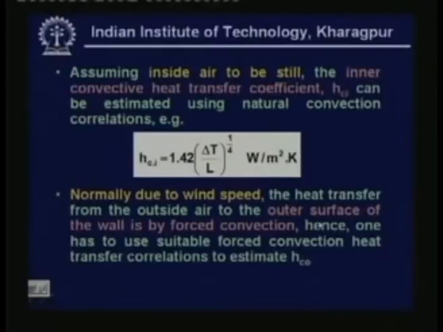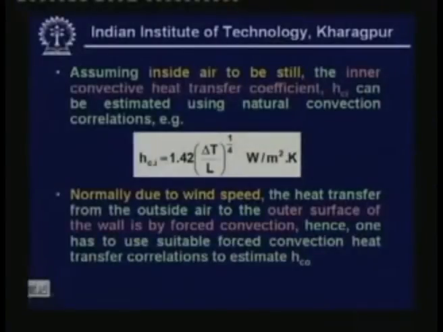Assuming inside air to be still: normally in the conditioned space we have to maintain very low air velocities to avoid the problem of draft. Typically the air velocities are of the order of 0.15 to about 0.25 meter per second. So for all practical purposes you can treat air inside a conditioned space to be still air. If the air is still, then the heat transfer between the air and the surface will be because of natural convection. So if you want to estimate the convective heat transfer coefficient inside the conditioned space, you have to apply suitable natural convective heat transfer correlations.